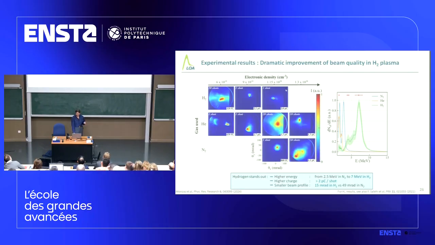And regarding the charge, we have a charge which is higher using hydrogen if we look here. Now, if we look at the energy of the electrons, especially for this specific density, here you have the spectrum of the electrons for the three gases.